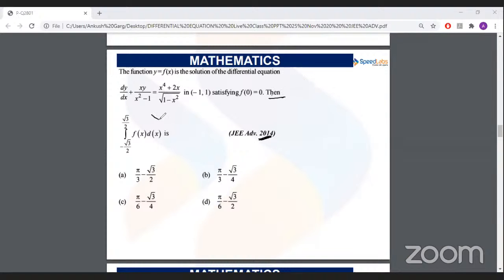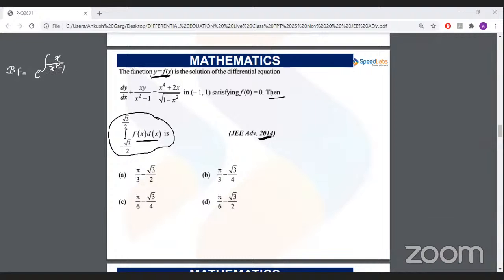Then you have to find the integration from minus root 3 by 2 to plus root 3 by 2 of f x dx. So first let us see what your solution is, that is y equal to f x. So let's first solve the differential equation. You can clearly see it's a linear differential equation. So quickly let's find the integrating factor. That will be e to the power integration of x upon x square minus 1.